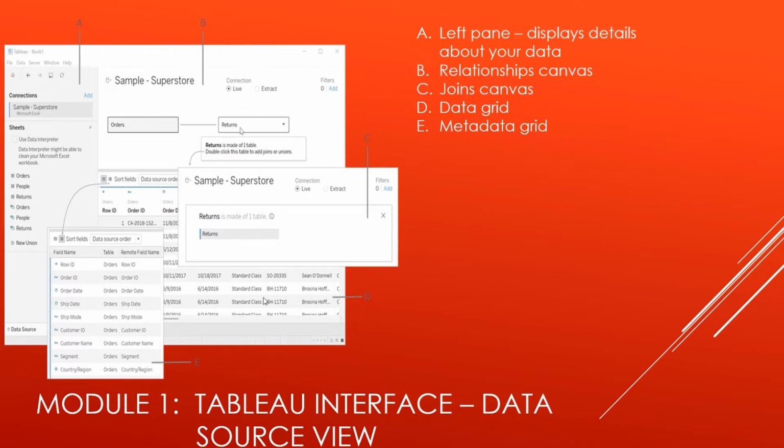On the bottom of the screen in the background, you have your data grid. That's where we've been looking at the data that we've been connecting to. And to its left is another grid called the metadata grid.